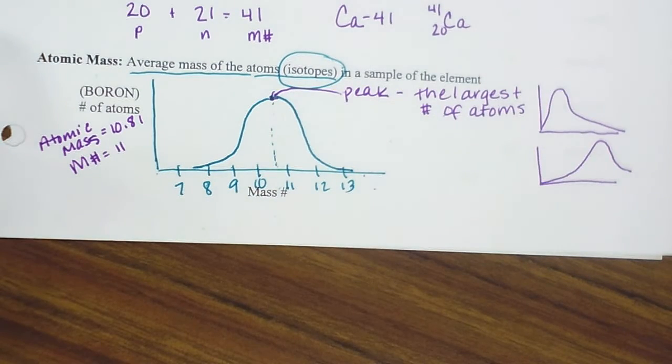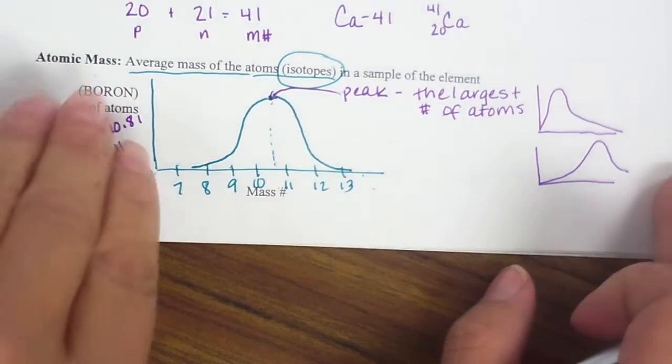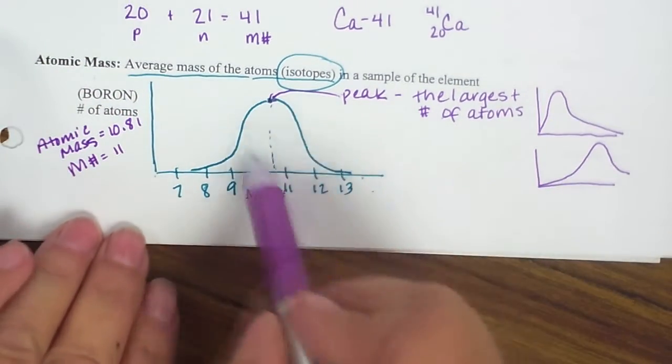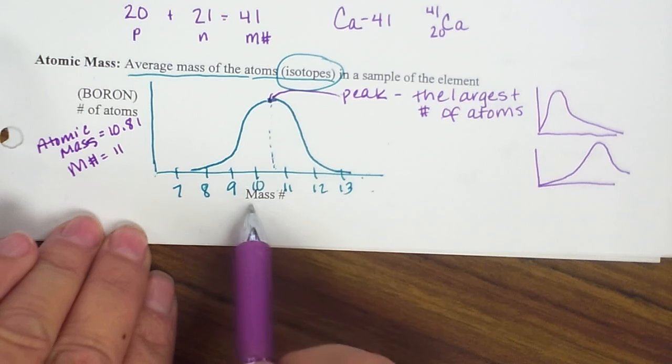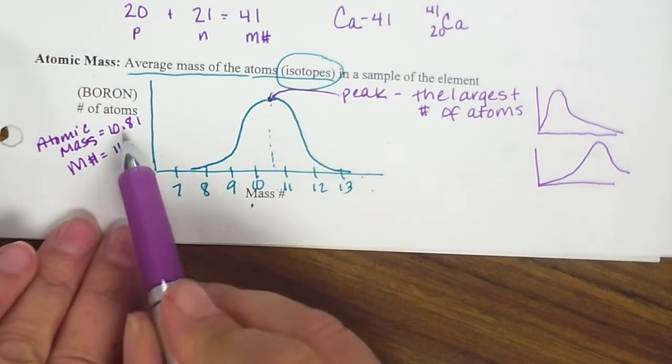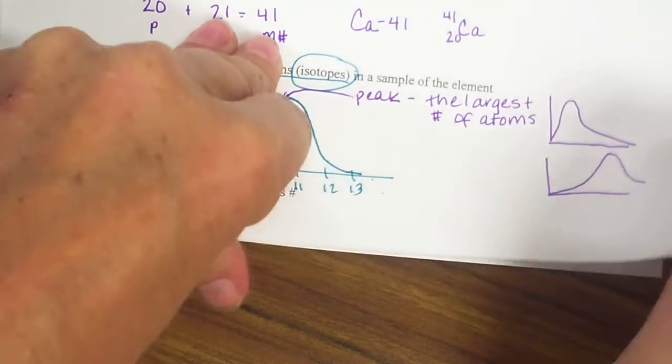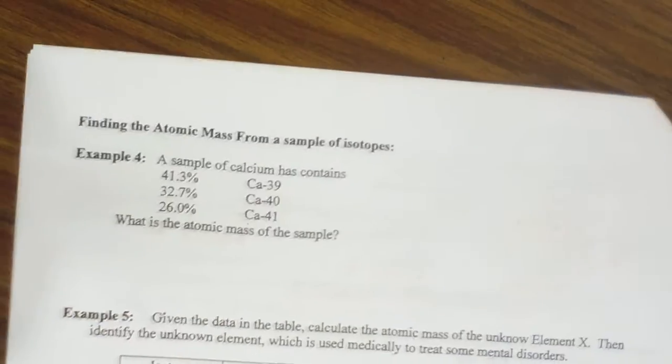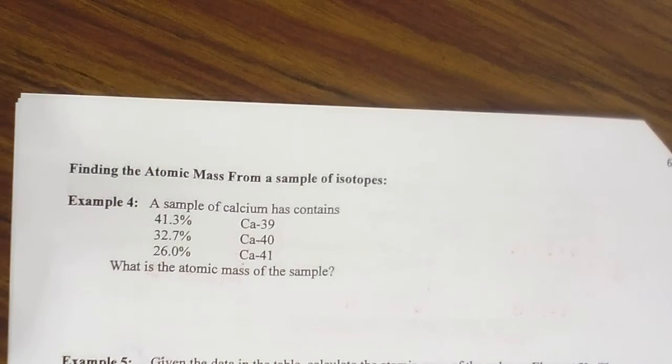Because if I look on the periodic table, boron, number 5, 10.81. So the largest number of atoms will fall right in there. Okay? Got it? The question is, how can we calculate the atomic mass from all these isotopes? If we have all these isotopes, these atoms that have different masses, how do we calculate that 10.81? Well, we have a process, and this is such an important process that it is tested on the AP test. It's called weighting.